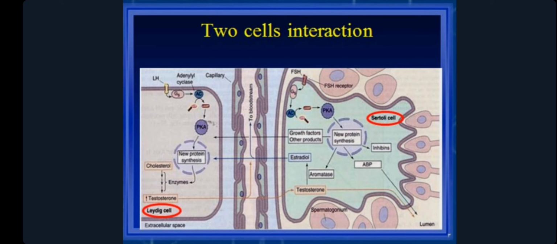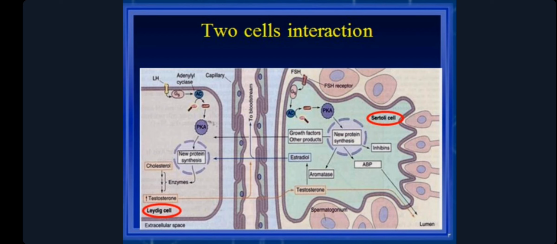Spermatogenesis is started by interaction of Leydig and Sertoli cells. As you are seeing here, I want you to find only the important part that I'm going to tell you. This is Leydig cells, this is Sertoli cells. The interaction between two cells starts spermatogenesis.